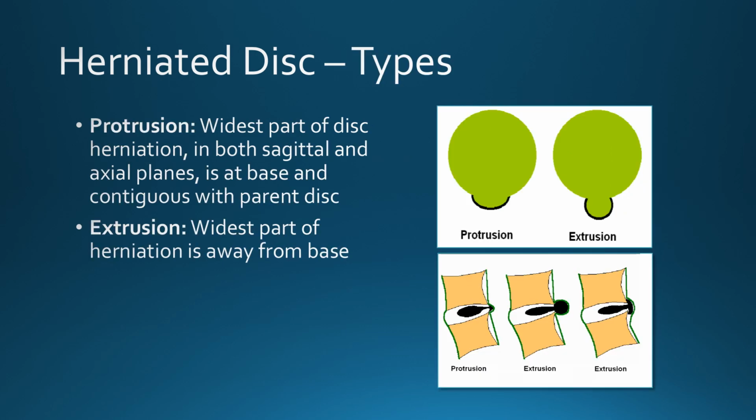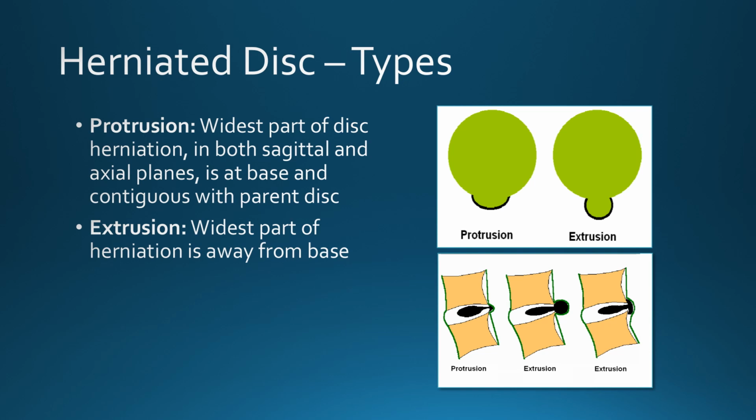So the disc herniations can be divided into protrusions and extrusions. You don't have to do this. In fact, it adds some additional difficulty that's not often necessary, but it is important to know the difference. And so by definition, a protrusion means the widest part of the disc herniation in both the sagittal and axial planes is contiguous with the base of the parent disc, whereas in an extrusion, the widest part is away from the base.